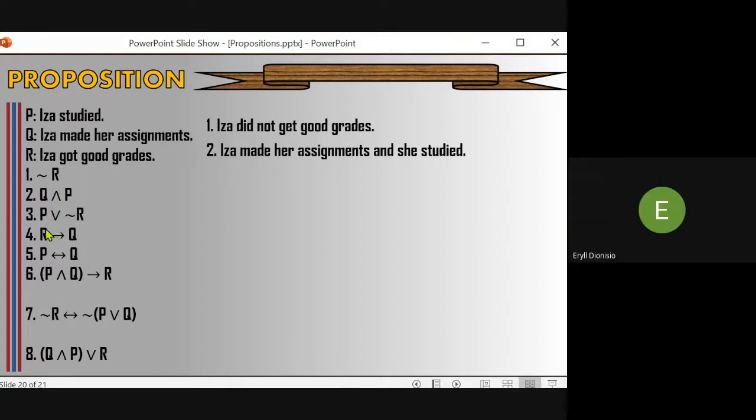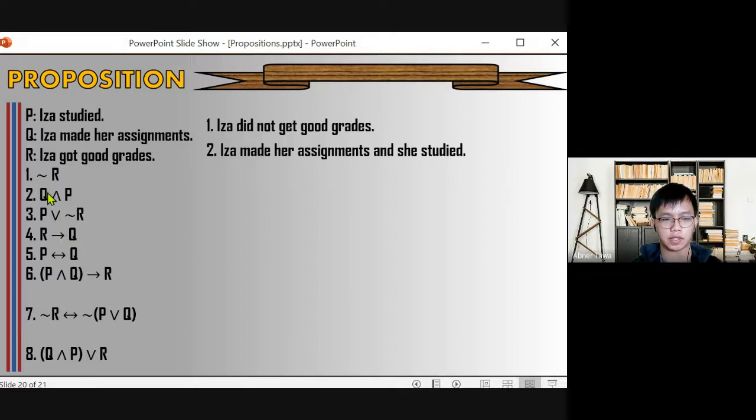Disjunction, sir. Disjunction. Therefore, it is "or." Okay. And then we have here... So therefore, number 3 is yes. Elizabeth, can you check your answer?